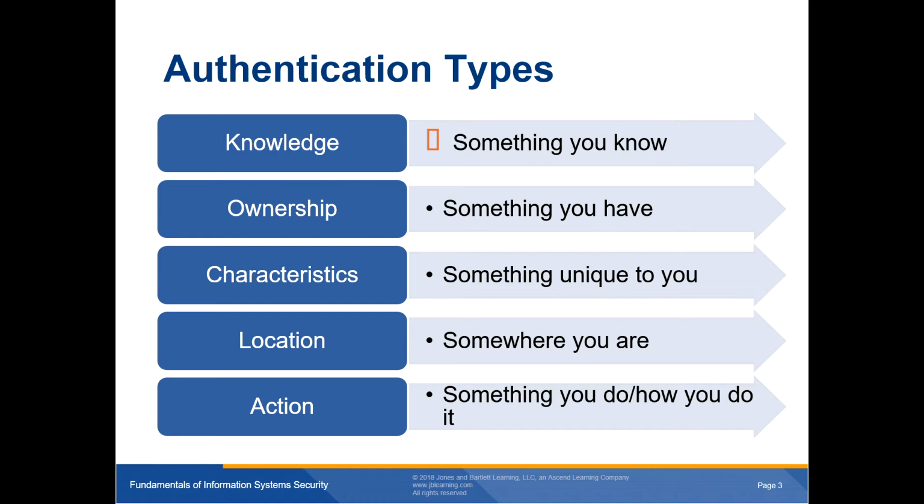Location, somewhere you are, your physical location when you attempt to access a resource. An action, something you do or how you do it, the way you type on a keyboard. Each type of authentication can be easily compromised on its own. The use of controls from only one category is known as single-factor authentication. Systems containing sensitive or critical information should use at least two of these authentication types. The use of techniques from two or more of these categories is called two-factor authentication and provides a higher level of security.